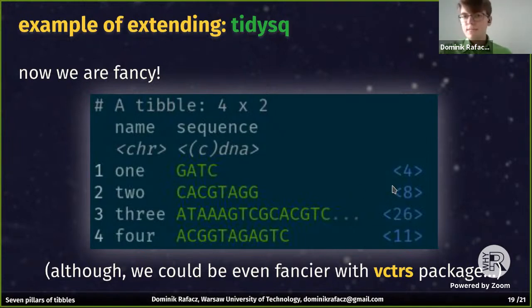And we can also keep additional information because it's up to us what we are doing in those implemented functions. And we can inform, for example, how long those sequences are in case they do not fit into the console. We can also use the vctrs package in this situation because the vctrs package is one step further in making our data fit into the tidyverse. But that's a topic for another presentation.